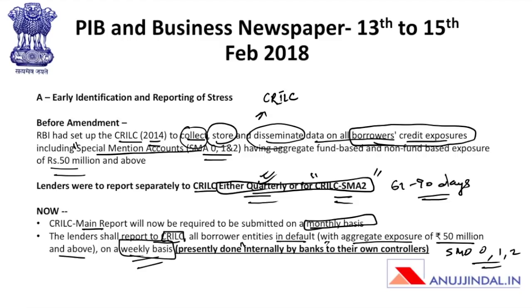Whereas before this change, the responsibility of CRILC was to collect information by itself, and the responsibility of the lenders was to report either quarterly rather than monthly, or only to report CRILC SMA 2 accounts and not SMA 0 and 1 accounts. So, this is the major change that has been carried forward by RBI this year. Therefore, it's very important not only to go through what the changes are, but also to understand and remember what the process was before this change, in order to appreciate the change itself, so that it helps you in the interview as well.